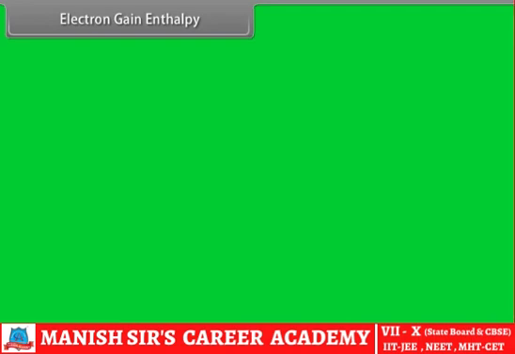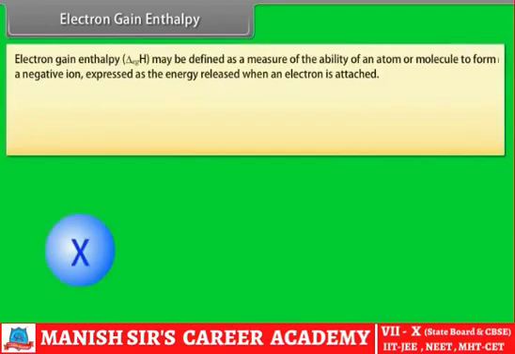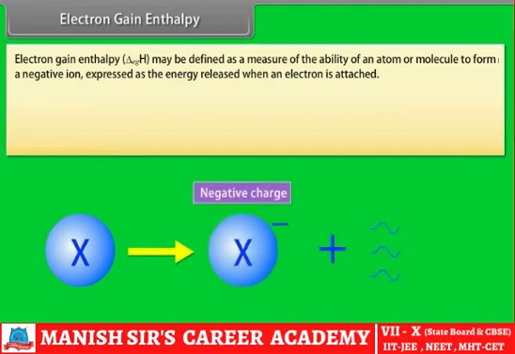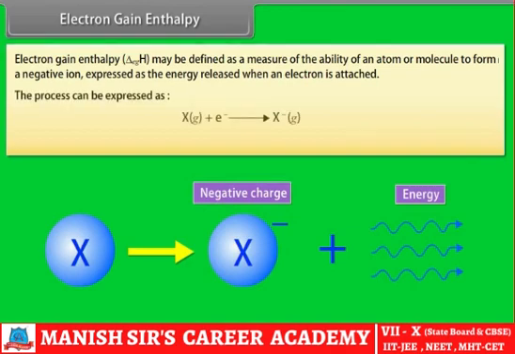Electron gain enthalpy. Electron gain enthalpy may be defined as a measure of the ability of an atom or molecule to form a negative ion, expressed as the energy released when an electron is attached. The process can be exothermic or endothermic.